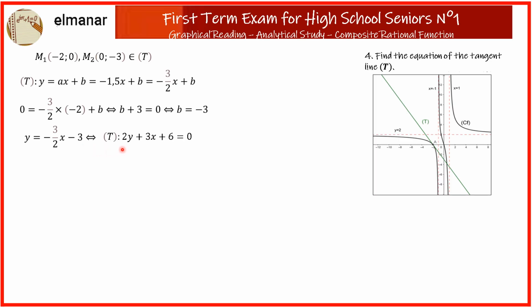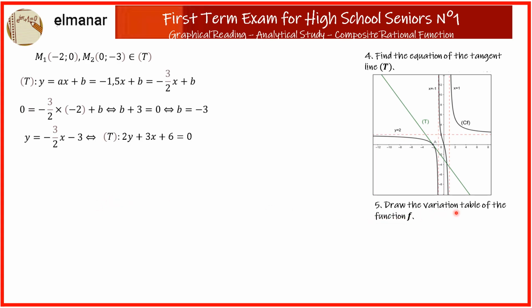Alternatively, this equation can be rewritten in implicit form. That is, using a format where both variables are placed together on one side, and would read 2y + 3x + 6 = 0. Question 5.